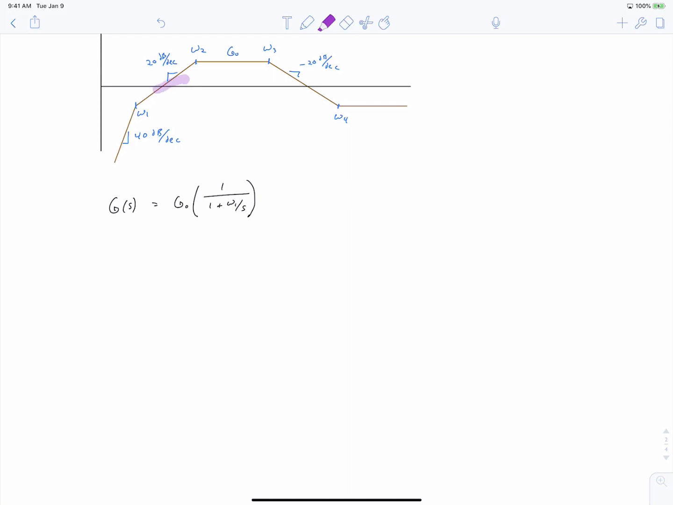Now we keep going further to our left, and suddenly our slope starts decreasing by an additional negative 20 decibels per decade, so that now it's at negative 40 decibels per decade, which means that we have yet another pole.